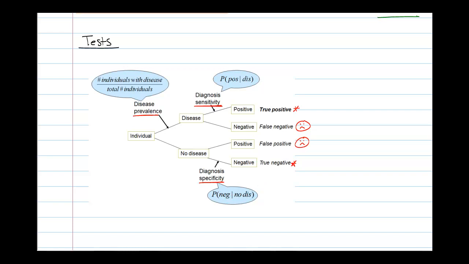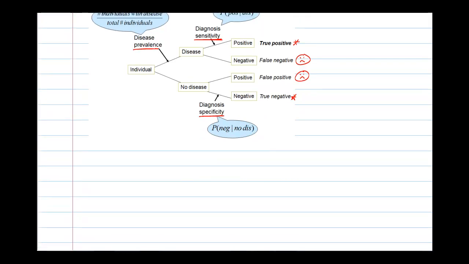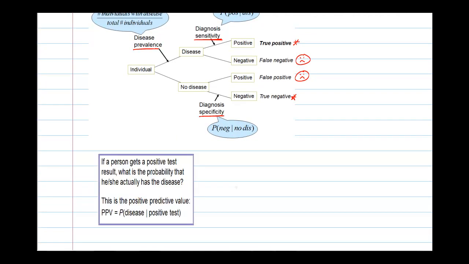Now there's one other term here that I want to throw in the mix, and that's positive predictive value. Positive predictive value refers to a conditional probability as well. If a person gets a positive result, what is the probability that that person actually has the disease? So that's the positive predictive value.